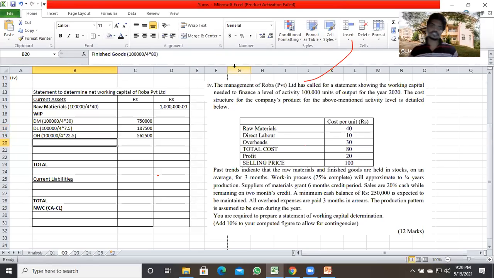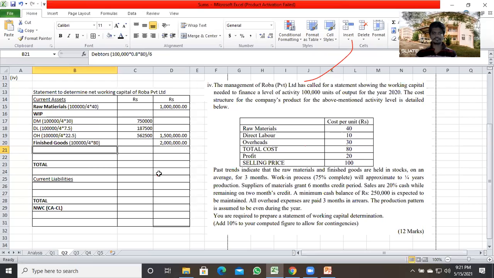Okay, that's the case. Now we can calculate the finished goods value. Finished goods is easy, the same as what we did for raw material. Normally we are maintaining finished goods for 3 months. So simply 100,000 divided by 4 and multiplied by 80. 80 means our total cost. Now you can get the total WIP value, and then you can get the finished goods value.